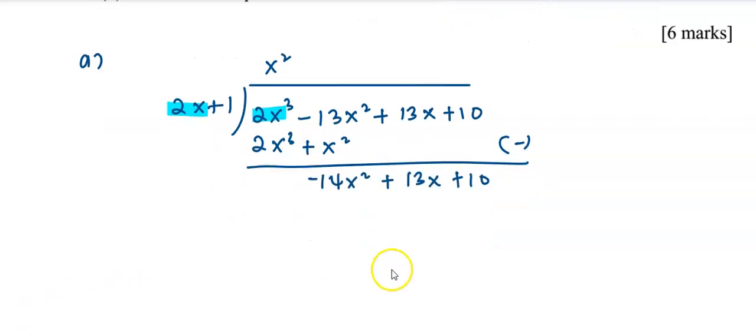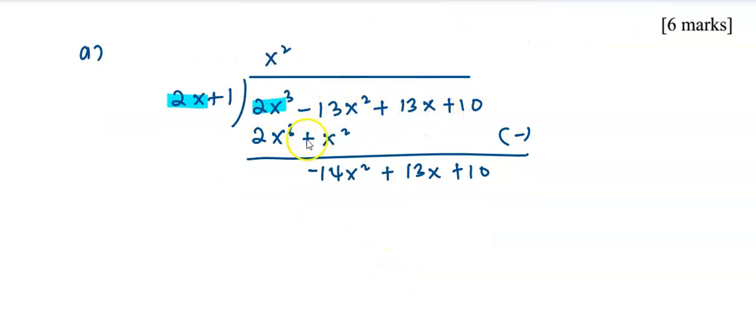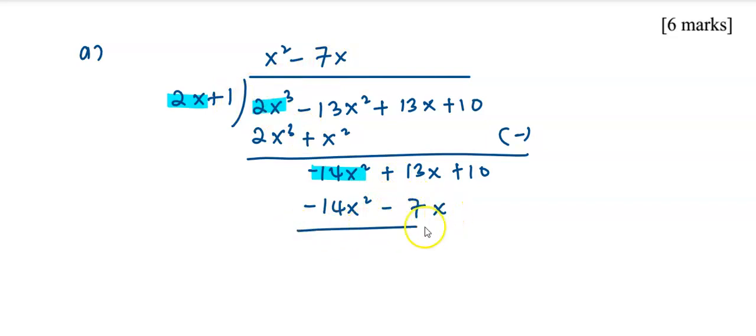Okay, after that, minus, using this expression, minus what you have multiplied, you get a negative 14x squared plus 13x plus 10. Okay, so now again you focus on the leading term over here. Negative 14x squared divided by 2x, you have a negative 7x, yeah? Negative 7x multiplied by 2x, you get negative 14x squared. So this is a negative 14x squared, and negative 7x multiplied by 1, you have a negative 7x. Then minus again, you will have 13 minus the negative 7x, you have a 20x plus 10, yeah?